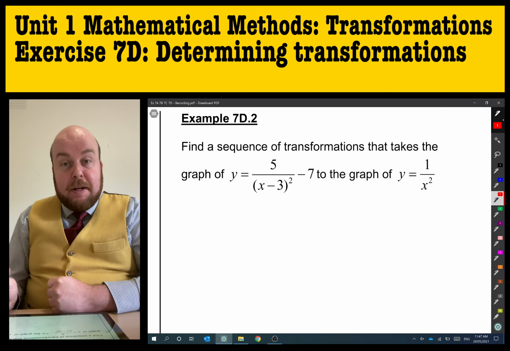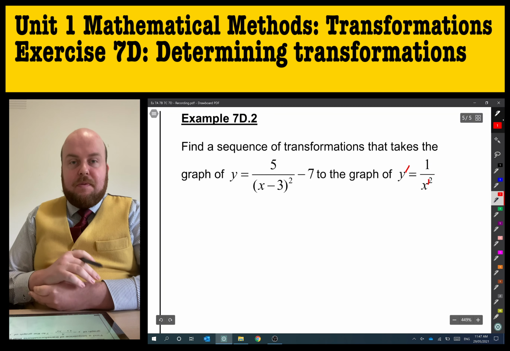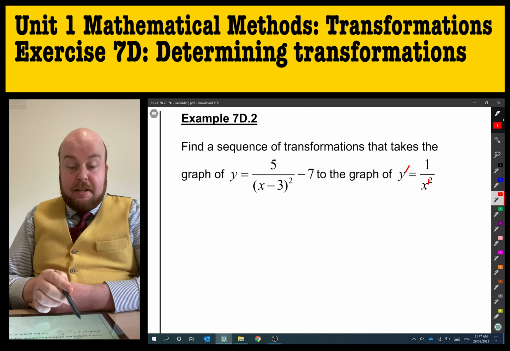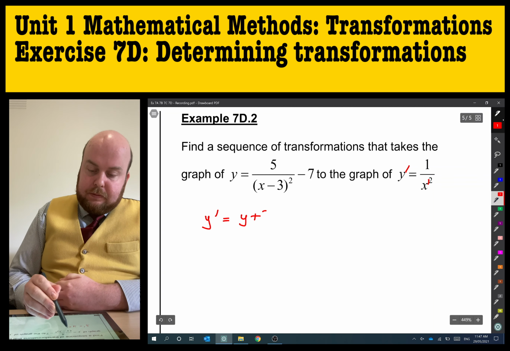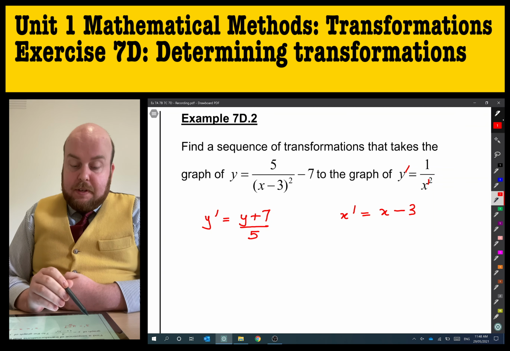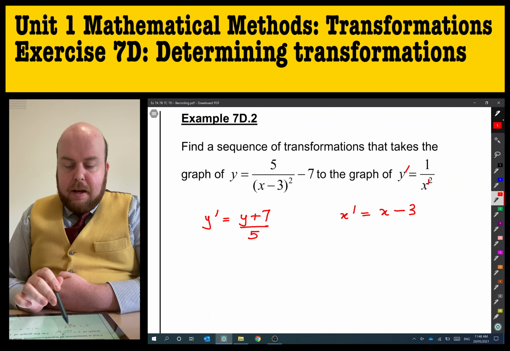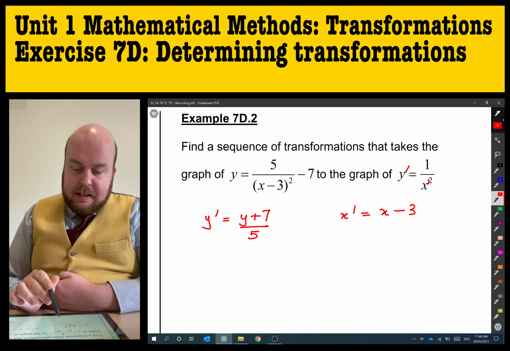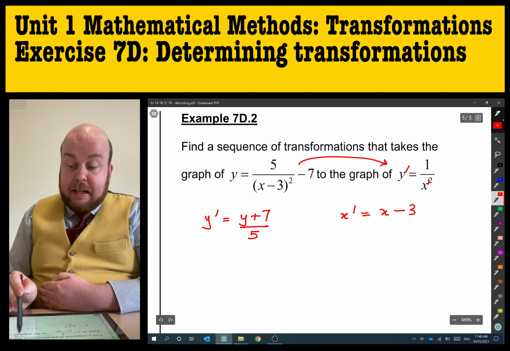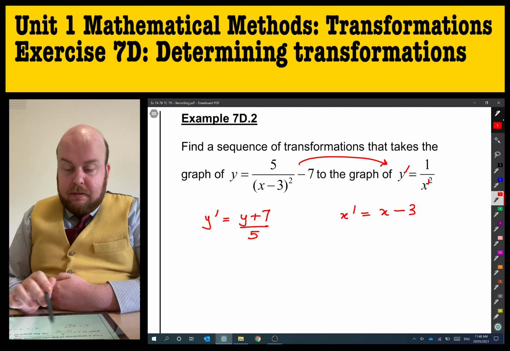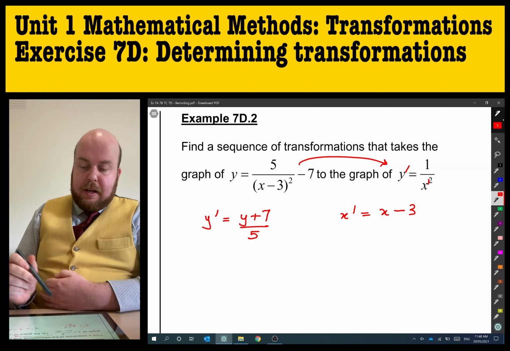The first thing I would do, much like the other ones, is label the transformed versions and then try to match them up with the equations on the left. So the first thing I've done here is I've said that the transformed y is equal to y plus 7 over 5. Now, how did I get that? What I did was I added 7 to both sides of this equation on the left, and I divided everything by 5. Because essentially, to be able to get from this equation back to this one, I would need to add 7 and divide by 5 to get it to look even remotely like the truncus on the right.